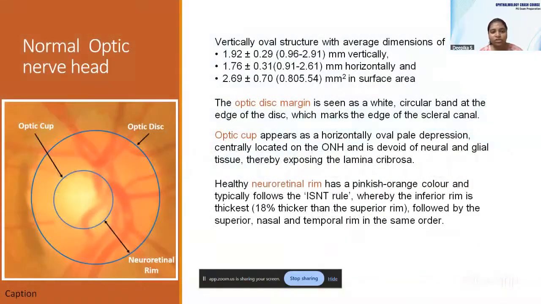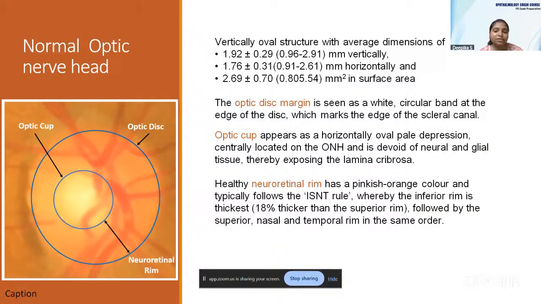So this is how a normal optic disc looks. It is a vertically oval structure, which is vertically a little longer than horizontal. The vertical size is approximately 1.92 mm. Horizontally, it's 1.76, and the surface area is approximately 2.69 square millimeters. The optic disc margin is seen as a white circular band at the edge of the disc. It is called the scleral ring.